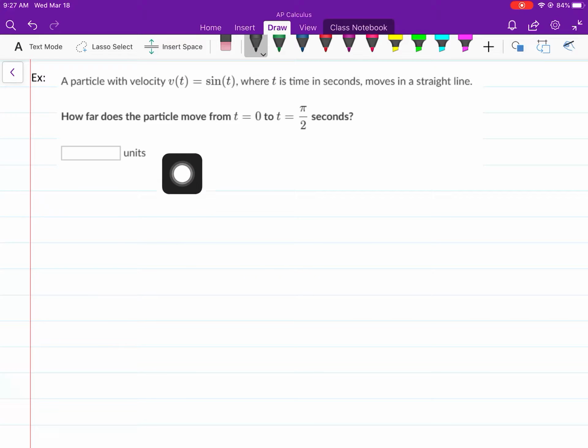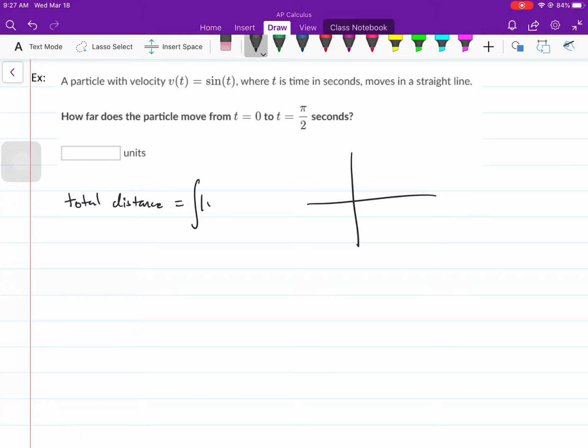Okay, so we're going to go ahead and do a total distance problem given velocity. And this one, normally with velocity, if you're given velocity and you have to find the total distance, so total distance equals the integral of the absolute value of velocity. And we talked about that earlier and the reasons why, from a to b.